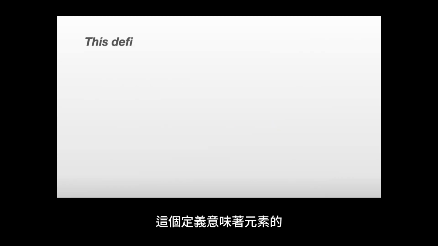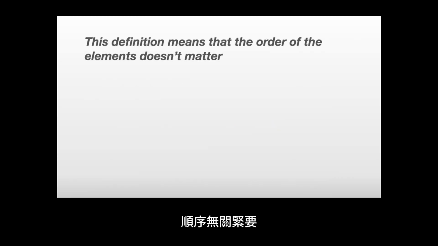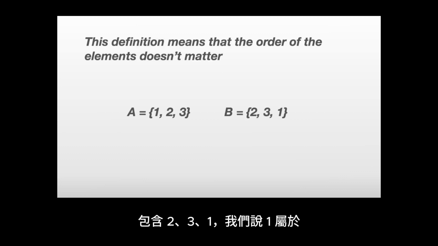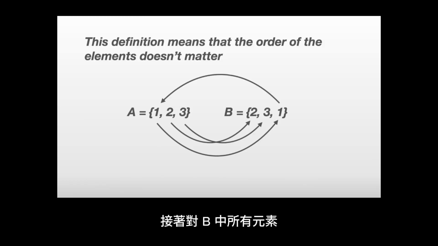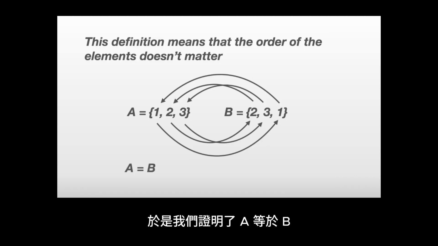This definition means that the order of the elements doesn't matter. We only need to show that they share the same elements. So if A contains 1, 2 and 3, and B contains 2, 3 and 1, we say 1 is in A and it's also in B, 2 is in A and it's also in B, and 3 is in A and it's also in B. We then do the same for all the elements in B, and so we've shown that A is equal to B.